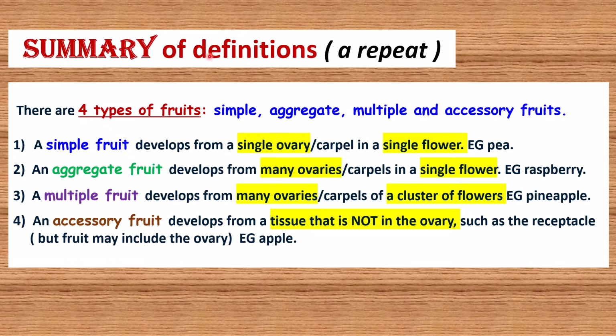So finally, for this part, here again is a summary of the definitions which we have discussed in the previous section. In case you did not manage to copy it, this is the summary of the 4 different types of fruits and the definitions for them: the simple fruit, aggregate fruit, multiple fruit, and accessory fruit.